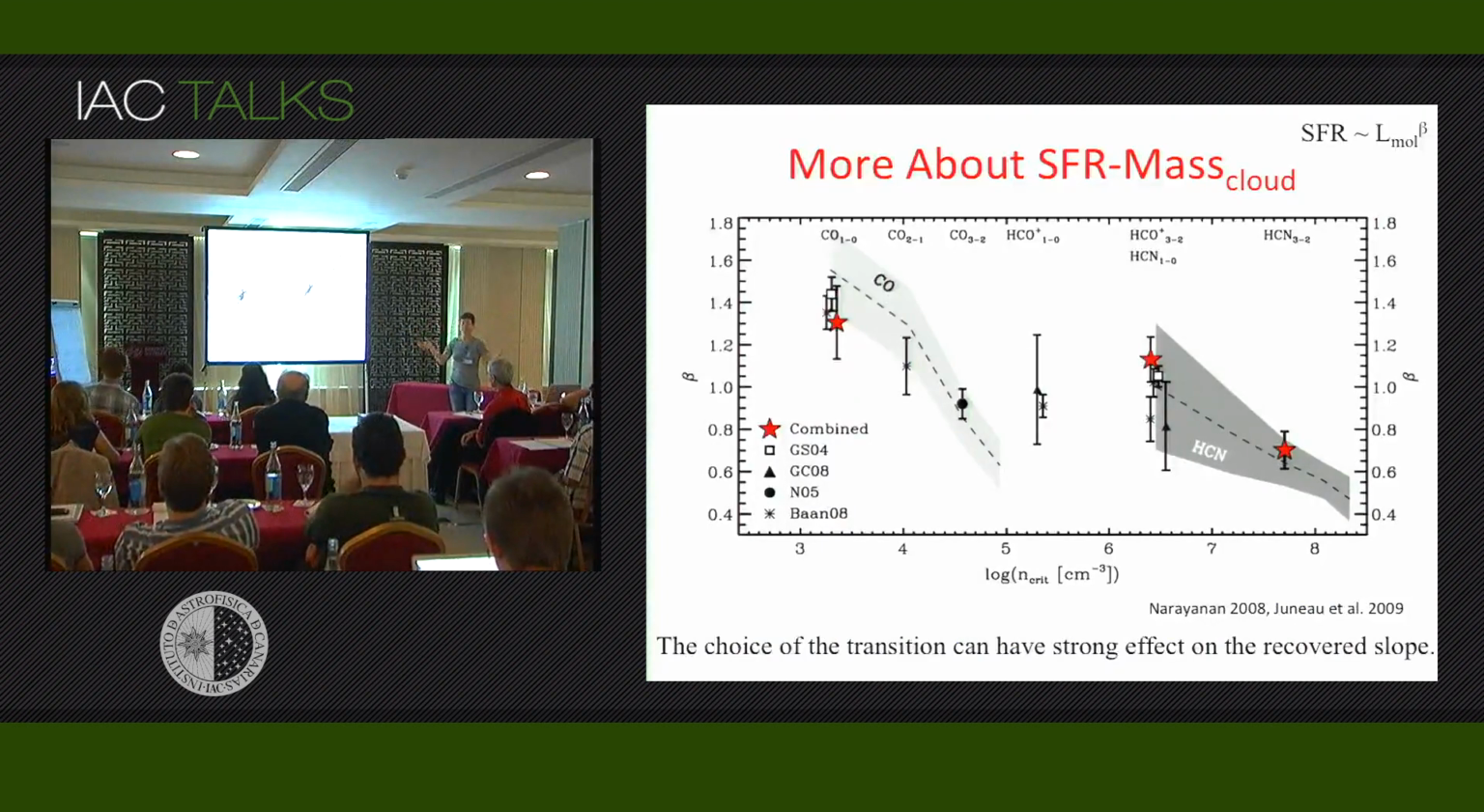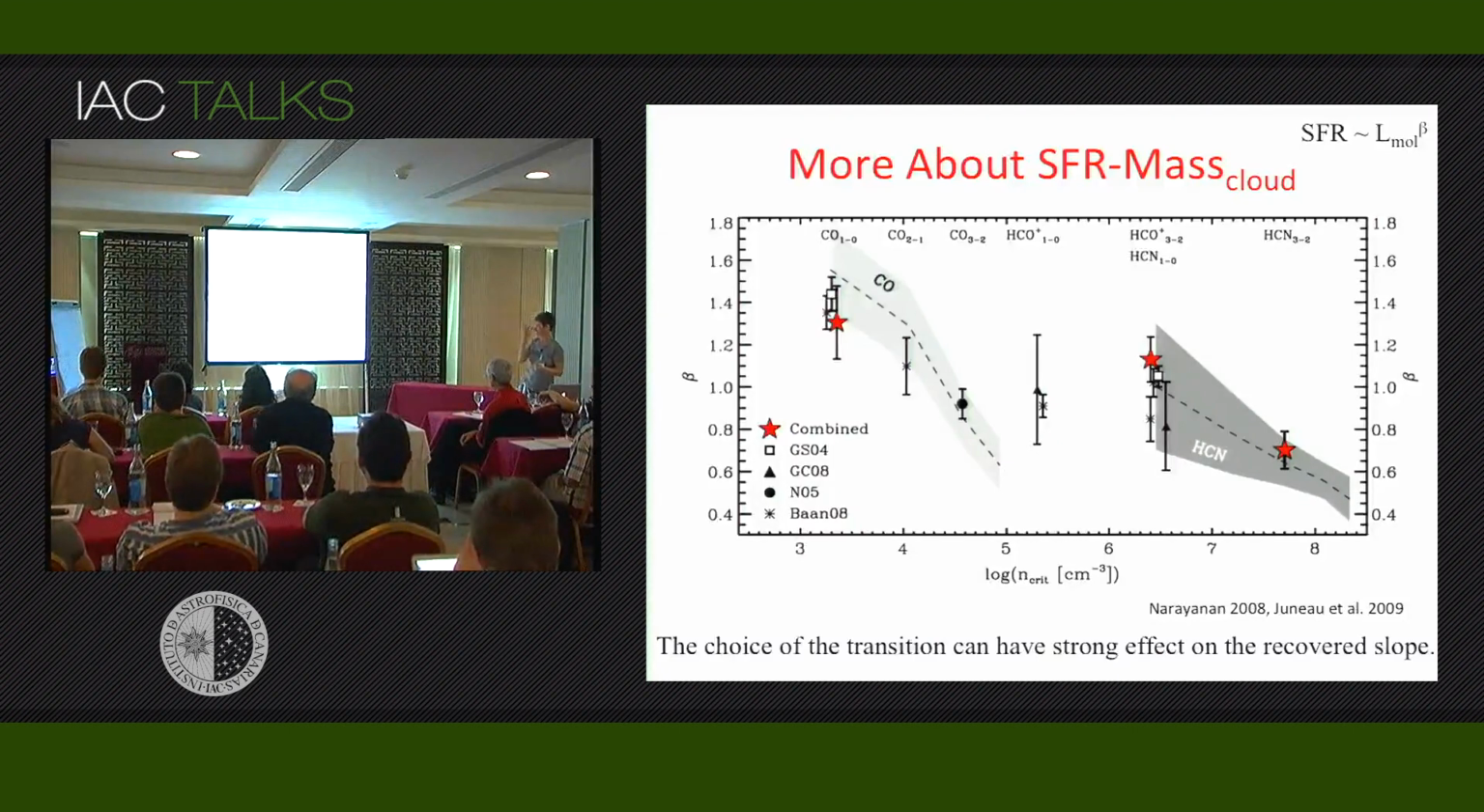There is one more caveat that is often underappreciated. This is work done by Desika Narayanan and Junot and collaborators, warning people that we don't measure H2 directly, right? And actually, I think Nick already made this point. What we do is measure a tracer. And how that tracer translates into a mass is far more complicated than many of us appreciate.